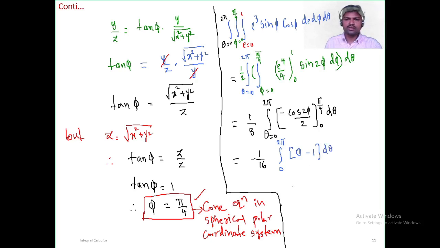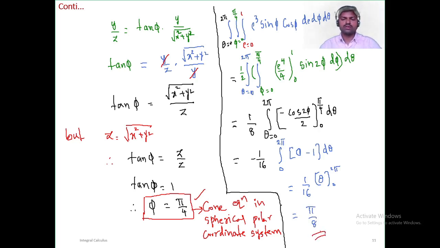So finally, plus 1 upon 16, right? And anything else? Nothing. So d theta. So integration of d theta is theta, and theta limits are from 0 to 2 pi. Now finally 2 pi by 16. So pi by 8 you are supposed to get. Pi by 8. So this is the final answer.